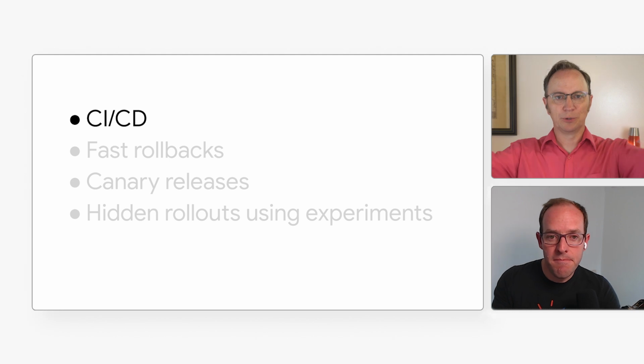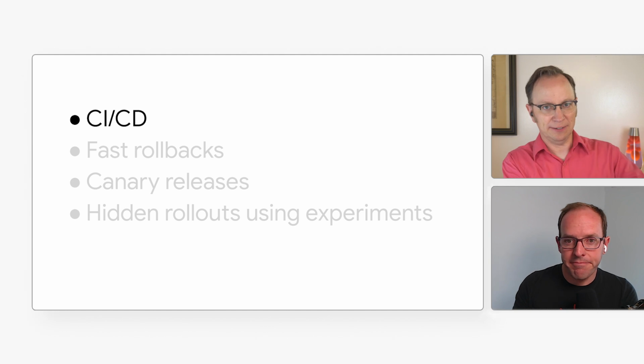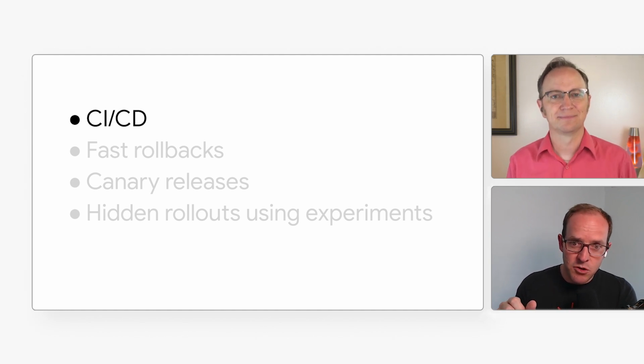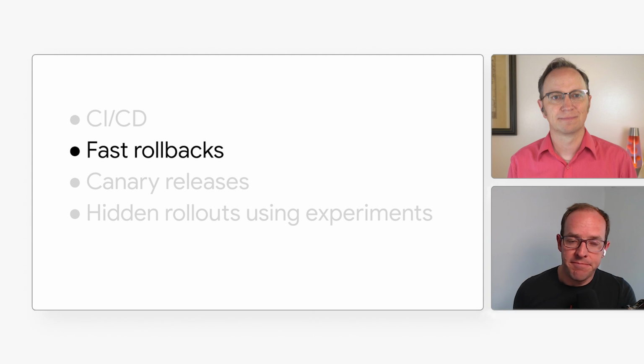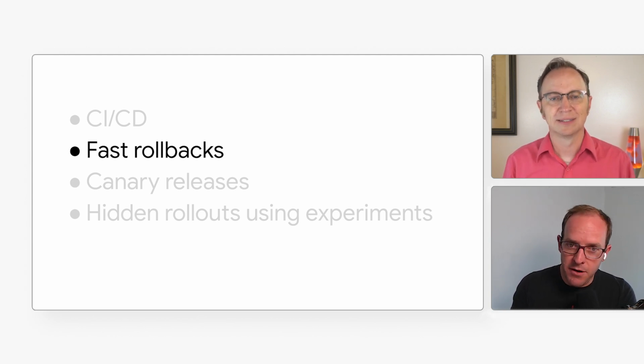All right. If I want more reliable deployments, first I need to add CI/CD. So let's say I have done that. I have that all set up. What comes next? So once you have CI/CD, you should enable fast rollbacks. And rollbacks mean reverting to the previous version of your system? That's right.